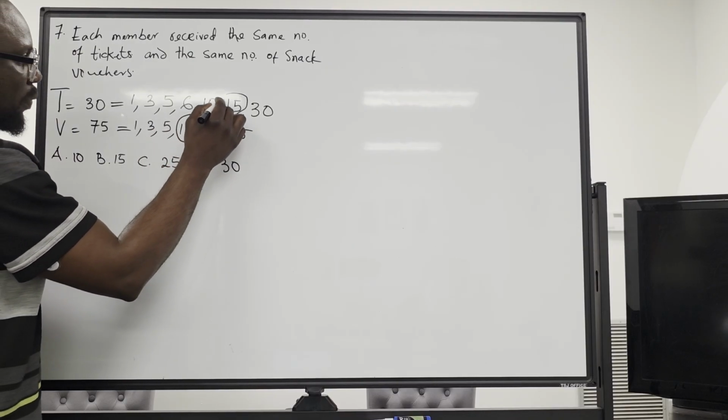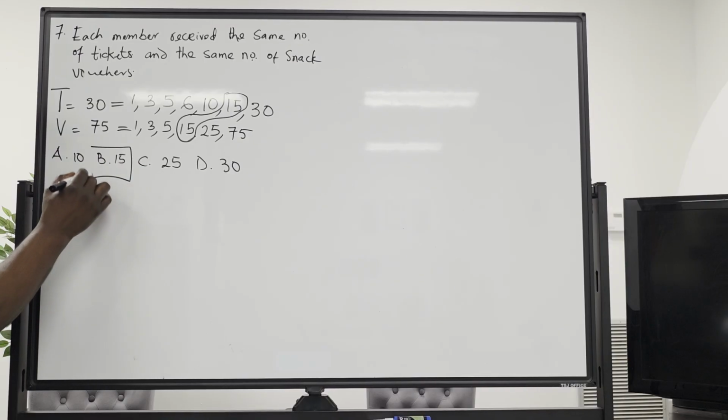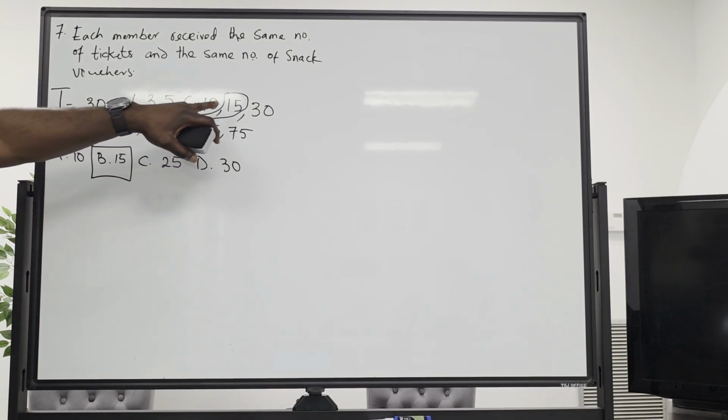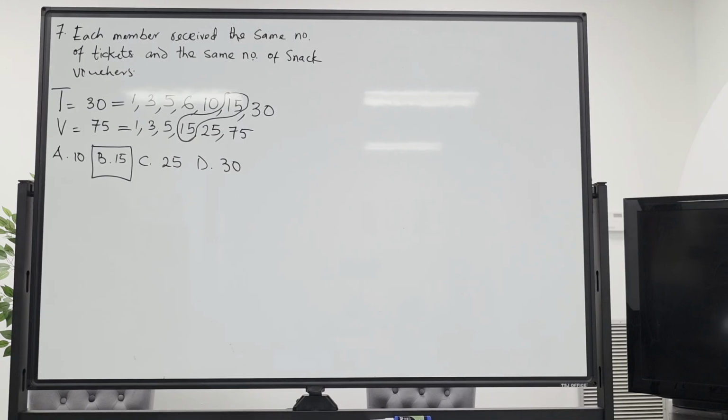15 is common to both of them. So that means that your answer is going to be 15, because that is the common number of tickets and vouchers. So the number of people in this group is 15.